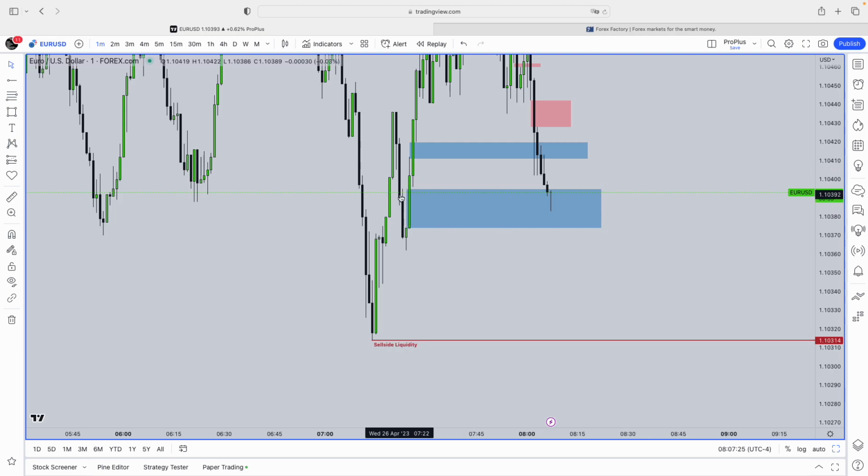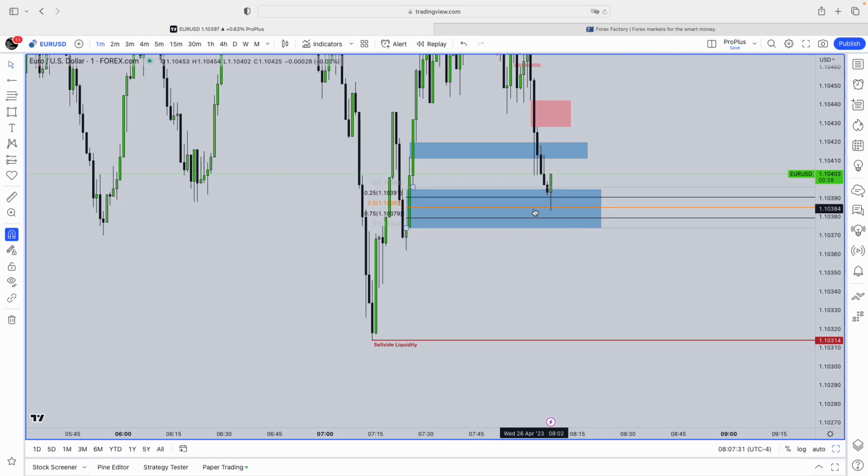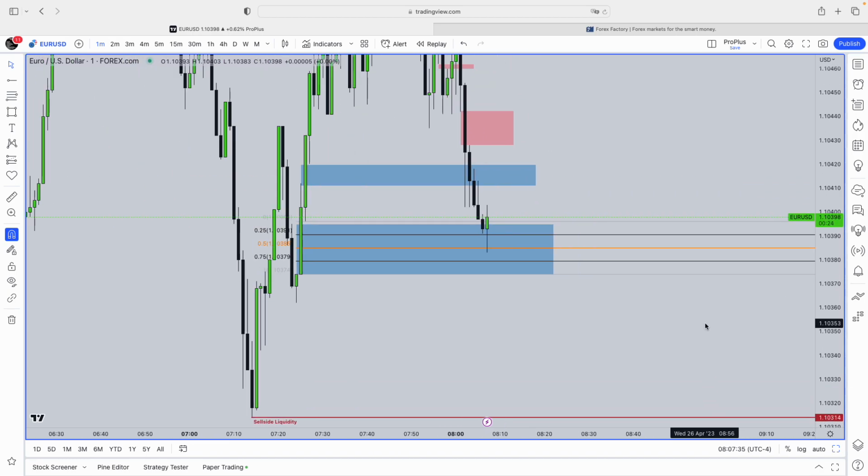So for this one here, this fair value gap. So you get the magnet. The way it's respected is consequent encroachment at the moment. I want to see price close below this. It's just tapped back into this SIBI here.